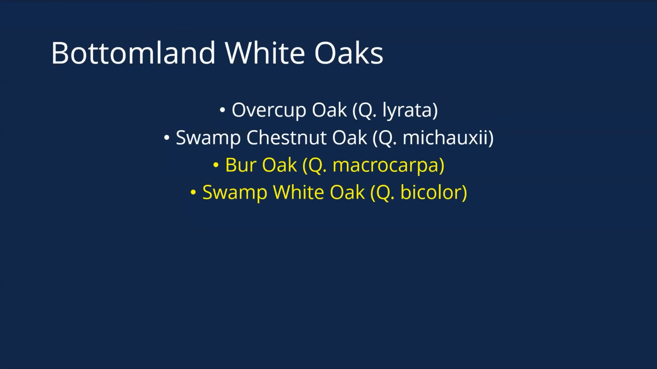All righty, so let's cover our last two of our bottomland white oaks. We covered bur oak and swamp white oak in the last section. Even white oak itself can sometimes be in bottomlands, but there are two white oaks that really thrive and grow in bottomland systems, bottomland forest in Illinois. And that's overcup oak and swamp chestnut oak.